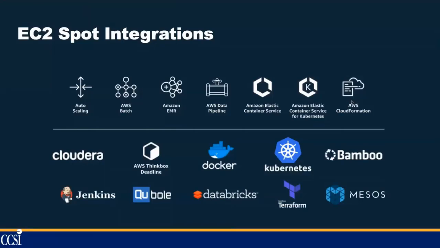In Amazon, Spot instances are integrated with Amazon services such as Auto Scaling, Batch, EMR, Data Pipeline, Elastic Container Service, Elastic Container Service for Kubernetes or EKS, and CloudFormation. But there are also integrations with external applications that people use for infrastructure as code and for automation of their CI/CD pipeline, like Cloudera, Docker, Kubernetes, Bamboo, Jenkins, and Terraform. They can all speak directly to Amazon, get information, and spin up Spot instances.